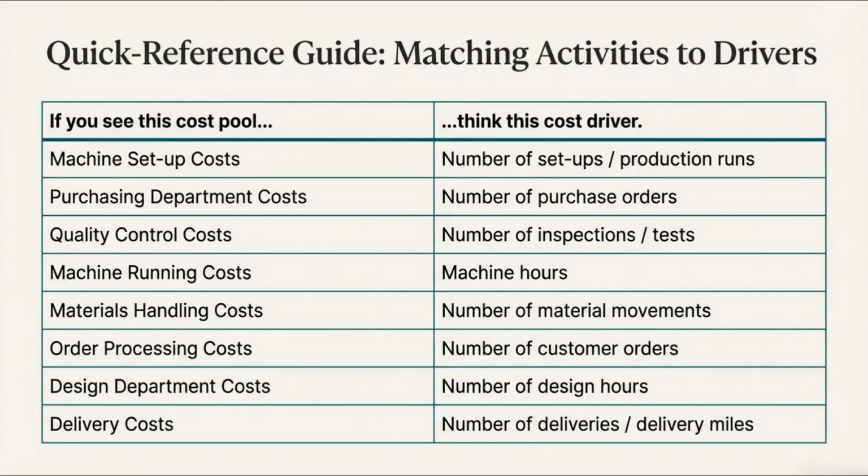Notice the pattern here. The cost driver always has a causal relationship with the cost. Purchasing costs are driven by purchase orders because placing orders is what the purchasing department does. Quality costs are driven by inspections because doing inspections is what quality control does. Ask yourself, what action or event causes this cost to happen? That's your cost driver.